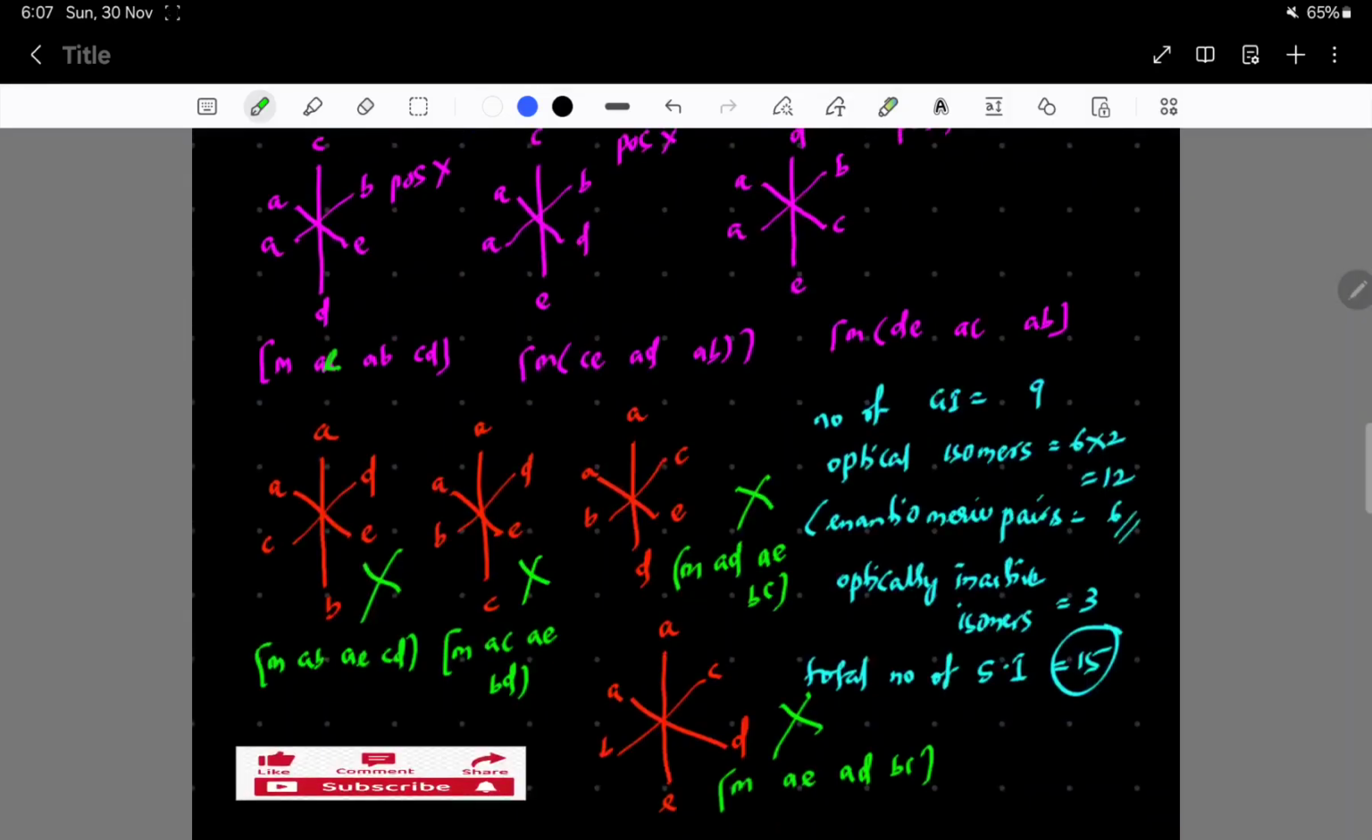So that's why if I write A2B, A2C, A2D, A2E trans, student, these combinations are repeated. That's why we can cancel this. So for this particular example, the maximum number of possible geometrical isomers is 9 and the possible number of optical isomers is 12. That means if anyone asks about enantiomeric pairs, you can say the answer is 6 only. Then the possible number of total stereo isomers is equal to 15, student, right?